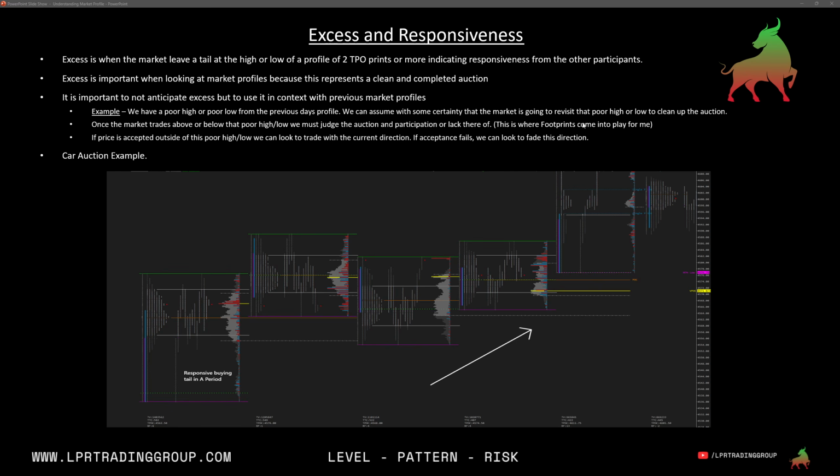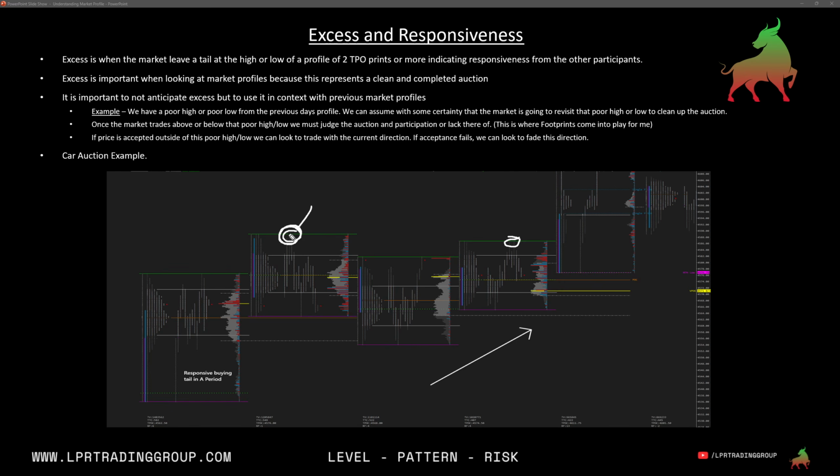So for example, we'll chat about poor highs and poor lows on the next slide, and I will go into that. But essentially a poor high or a poor low is when 2 periods do not create excess at the high or the low of a profile. So you can see on this profile right here, we've got 2 periods, which would be C and D period, creating equal highs. This is a poor high, okay?